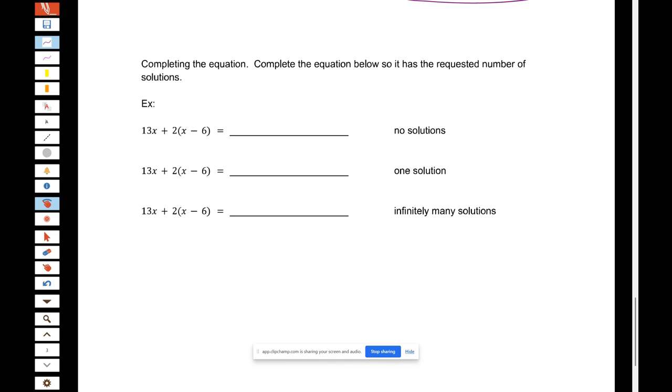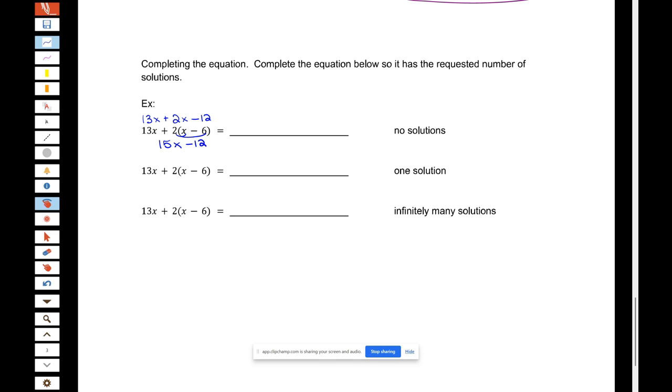And then our last example is very similar to something you might have to do on the state test. Complete the equation, okay? Complete the equation below so it has requested number of solutions. So you're going to have to make up a right side of the equation so that it will have the number of solutions that they asked for. I highly recommend you simplify the left side before you start, and I was nice and made these 3 all the same. So if we have 13x plus 2x minus 12, when we distribute that, that means it's 15x minus 12.